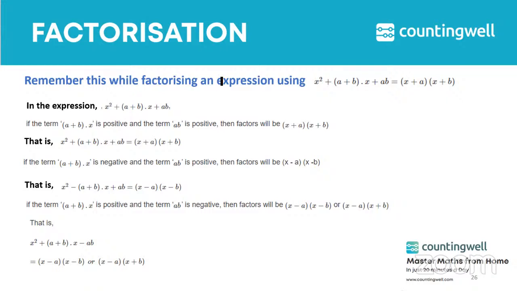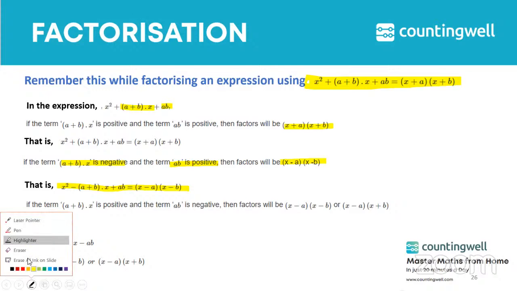Let us remember while factorizing an algebraic expression using this identity, here the students usually get confused. Here you can see (a plus b) into x is positive. The term a into b is positive. So the factors will be (x plus a), (x plus b). But if the term (a plus b) into x is negative, and the term a into b is positive, then the factors will be (x minus a), (x minus b). That is x square minus (a plus b) into x plus ab, which will be equal to (x minus a), (x minus b).